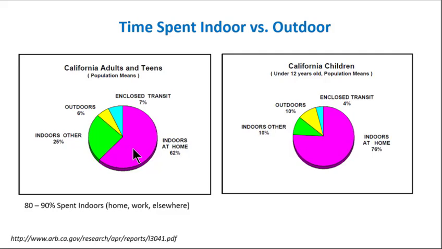Adults on average spend about 60% of the time, and children on average about 75% of the time. A significant time is also spent indoors away from home, for example, at work or school. Combined, home and elsewhere, the data indicate that we spend on average about 80 to 90% of our time indoors. Indoor air quality is therefore extremely important in determining total exposure to air pollutants.